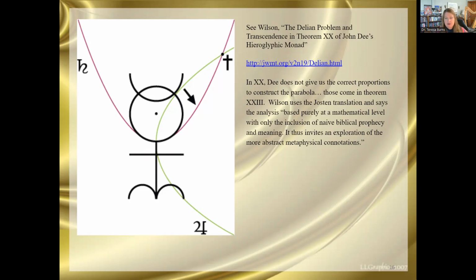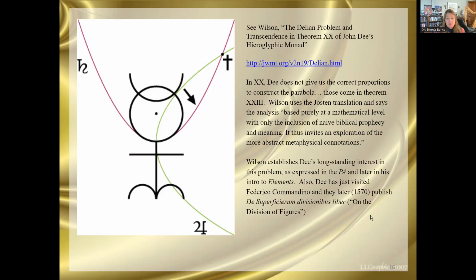Now, Wilson in this article says that he is using the Jostyn translation, and the analysis is based purely at a mathematical level with only the inclusion of naive biblical prophecy and meaning. It thus invites an exploration of the more abstract metaphysical connotations. Okay, metaphysical connotations, abstract or not, I love them. That's the whole next video. But for now, I want to just go over some of the things Wilson says.